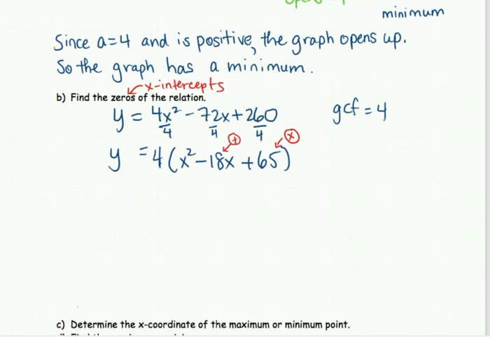Okay, so let's just do our table here. Add to 18, multiply to 65. All right, so think of all the factors that make 65. 1 and 65? Nope, that won't work. 65 divided by 2? No, it's a decimal. 65 divided by 3? Nope. 65 divided by 4? Nope. 5? Okay, 5 works. So 5 and 13.